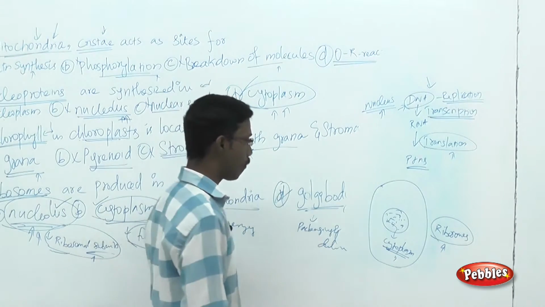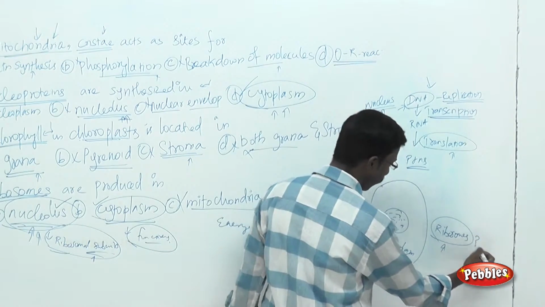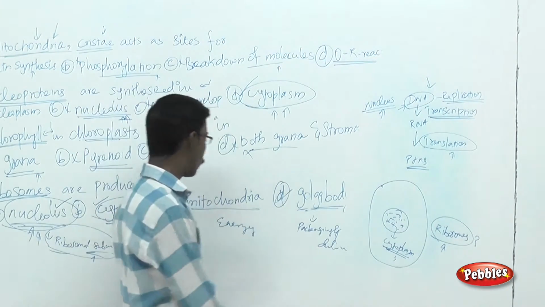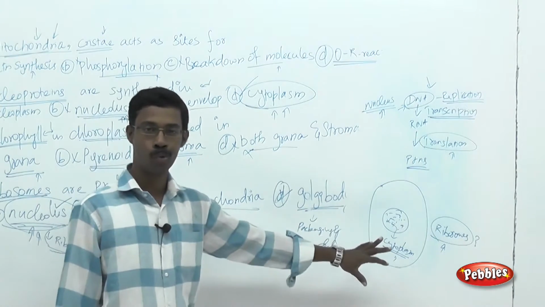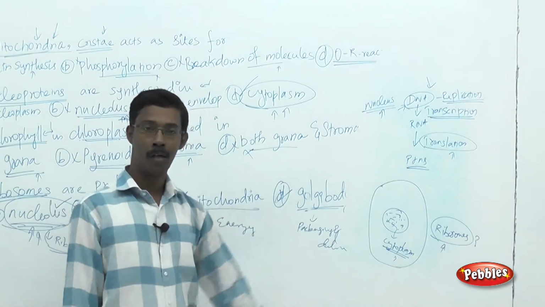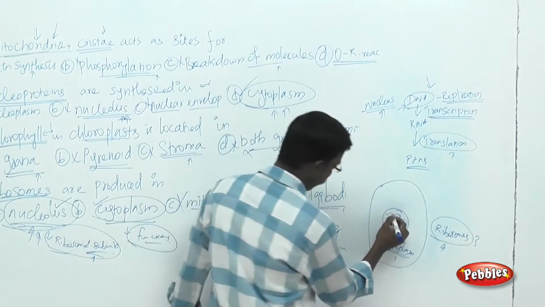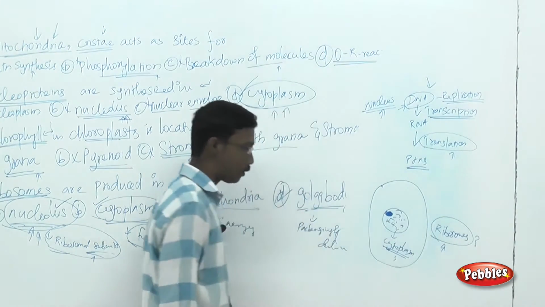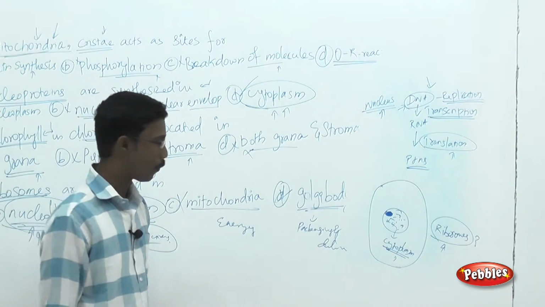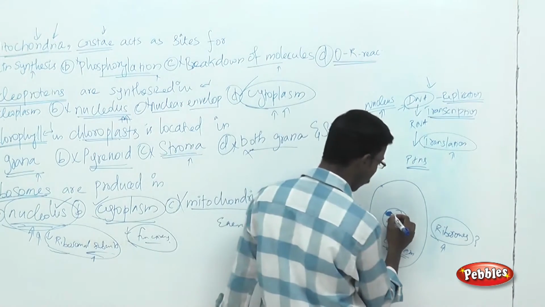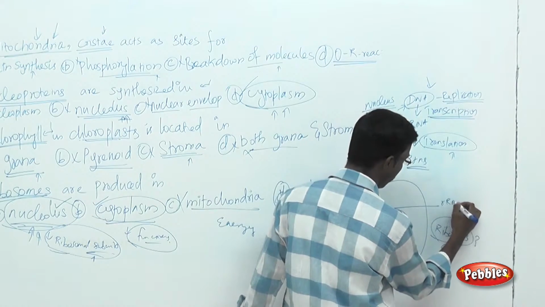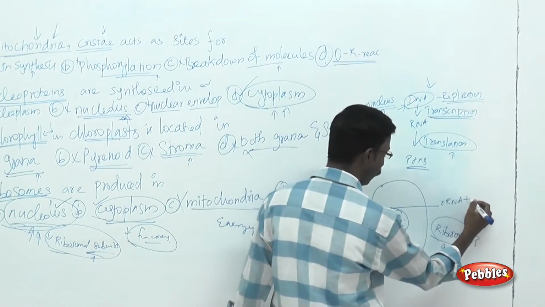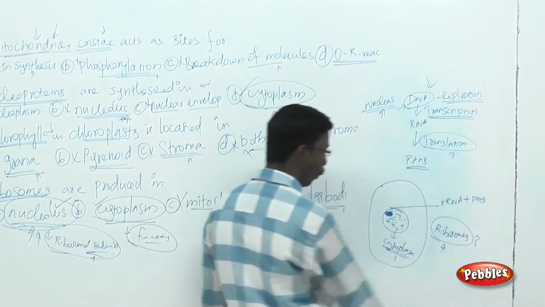Now again you will get confused about where these ribosomes came from in the cytoplasm. So that is your question. Ribosomes are produced in cytoplasm or nucleolus. Now, what is the nucleolus? The nucleolus is the condensed structure present within the nucleus. What is the role of the nucleolus? The nucleolus is involved in rRNA synthesis and assembly of ribosomal subunits.